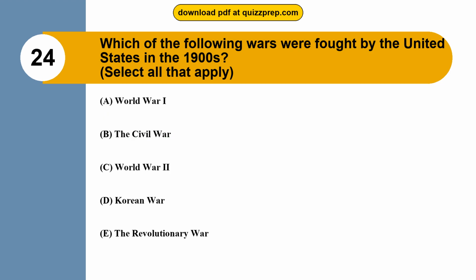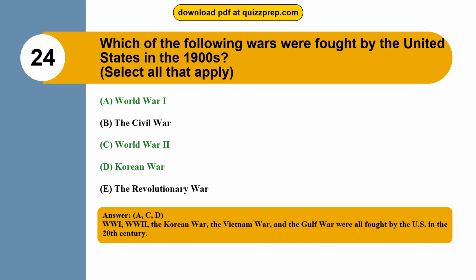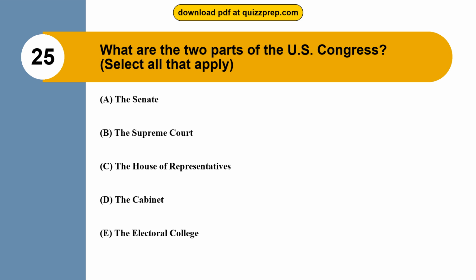Question 24. Which of the following wars were fought by the United States in the 1900s? Option A, World War I. Option B, the Civil War. Option C, World War II. Option D, Korean War. Option E, the Revolutionary War. The correct answers are options A and C and D. World War I, World War II, Korean War. WWI, World War II, the Korean War, the Vietnam War, and the Gulf War were all fought by the U.S. in the 20th century. Question 25. What are the two parts of the U.S. Congress?